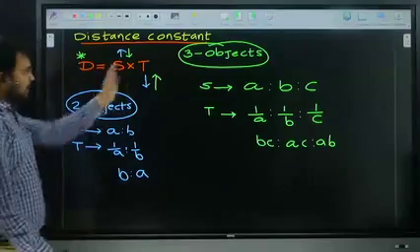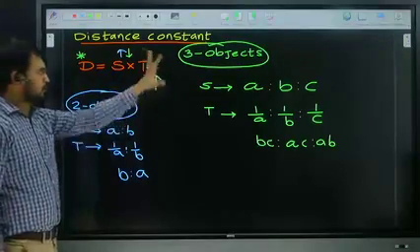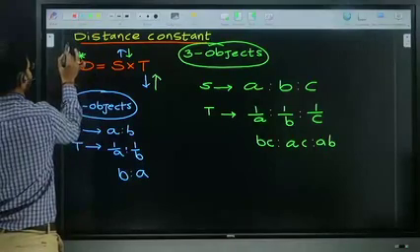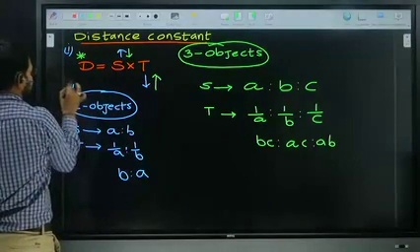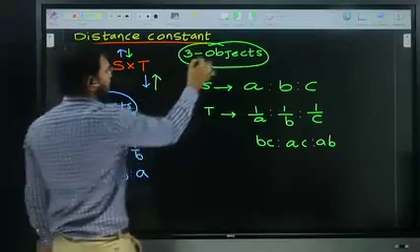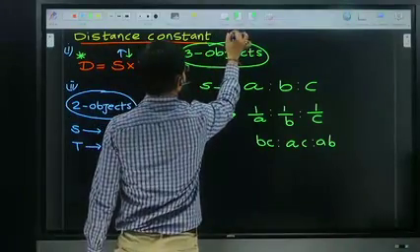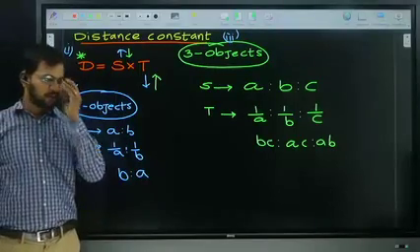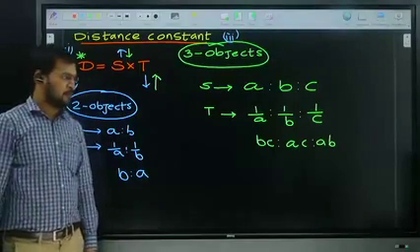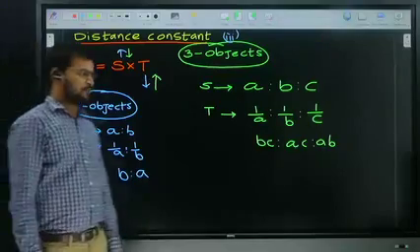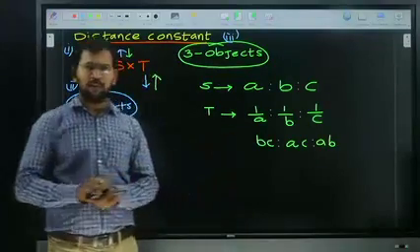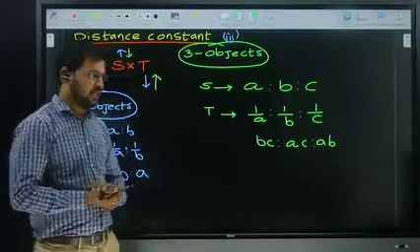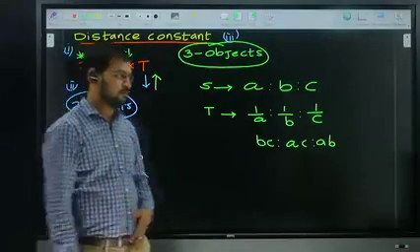So make a note of these three points. This is the first point, this is the second point, and this is the third point. Just make a note, then I will explain some more. The first concept, distance constant, is very, very important. Most of the questions are asked from here only, so try to concentrate more here.